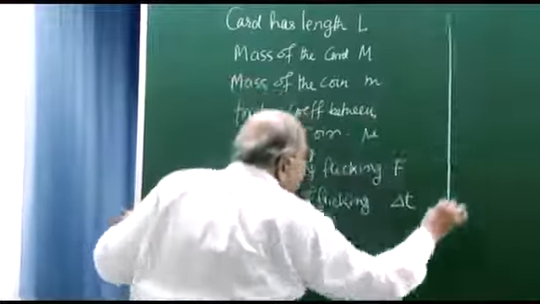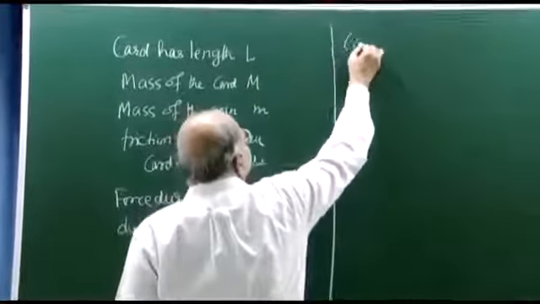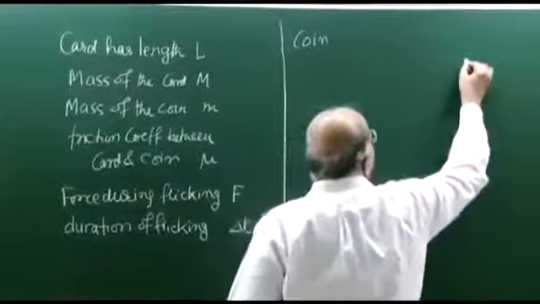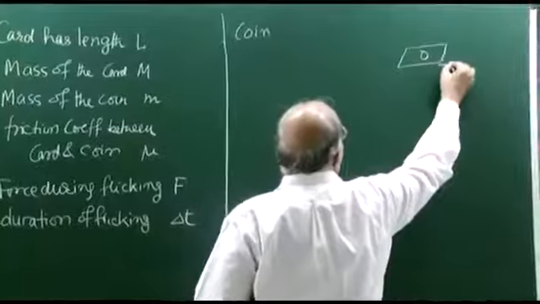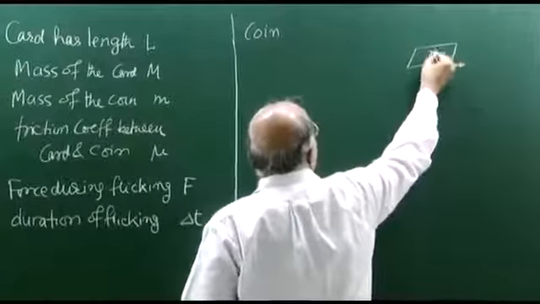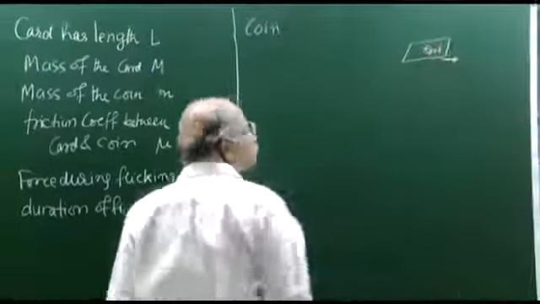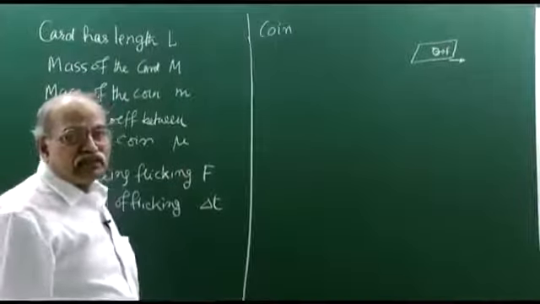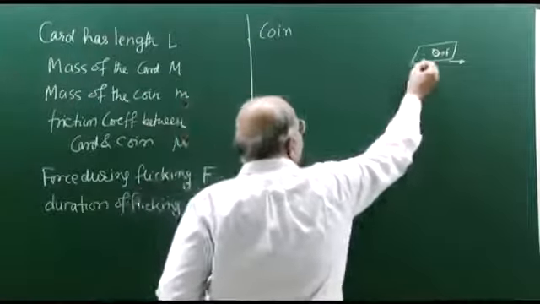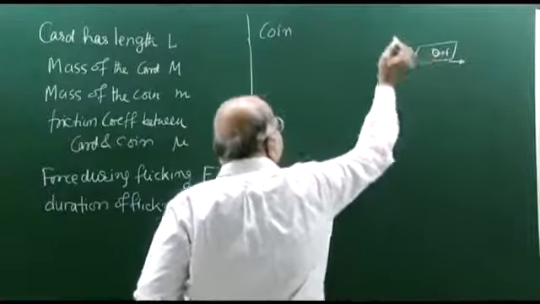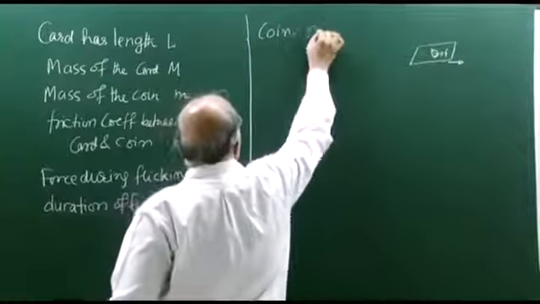So what will be the equation, first let us say, for the coin? What is happening? You have card, you have coin, and because the card is moving this way, the coin is slipping on the card in the backward direction, so there will be some frictional force here. And if you look at the card, there is a frictional force on the card also, and that is in the backward direction. So we have to work for coin and also we have to work for card.